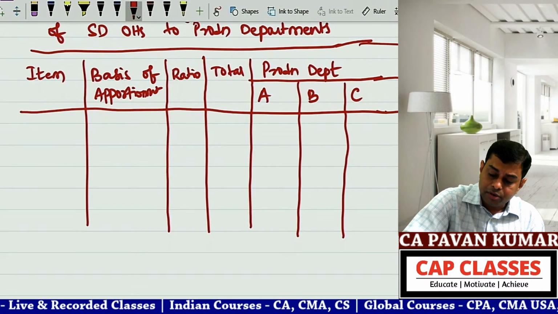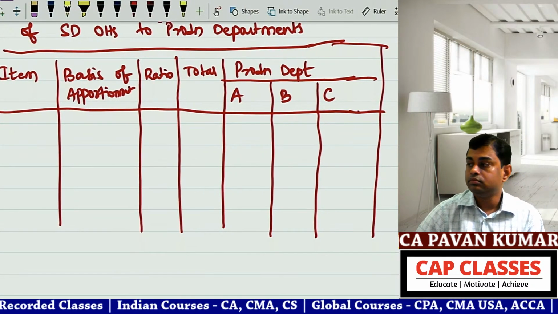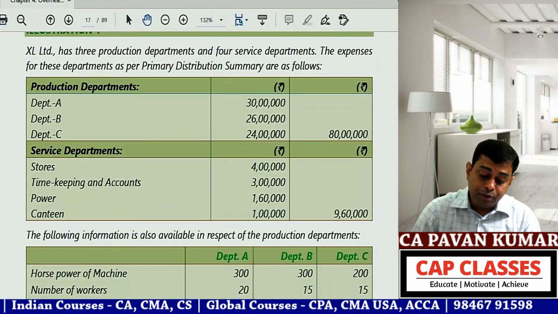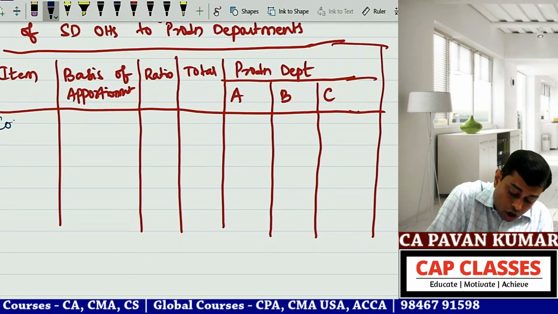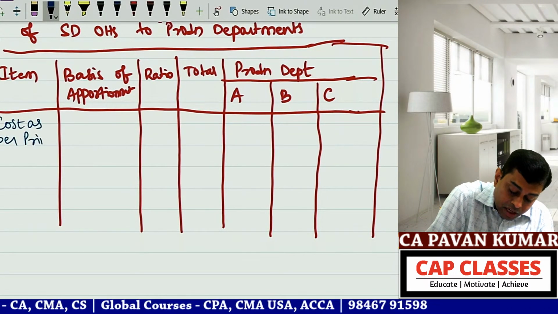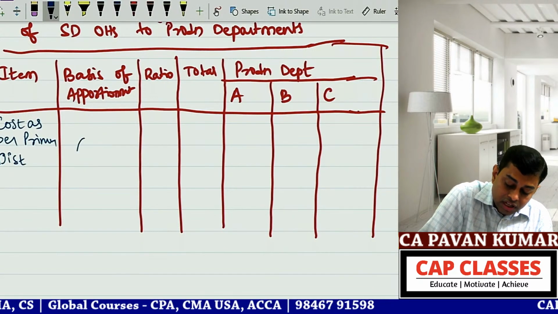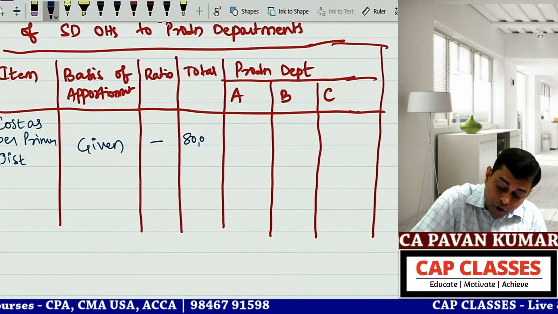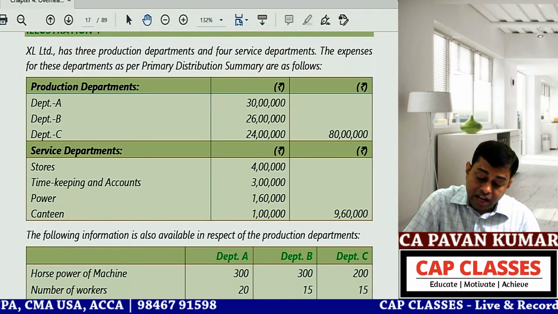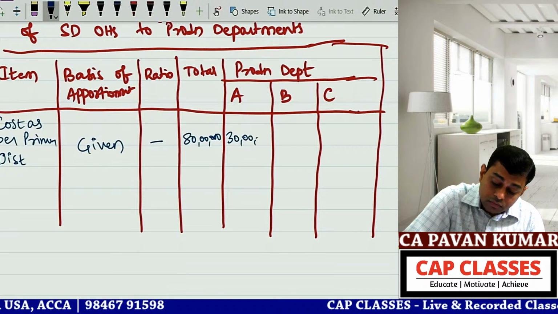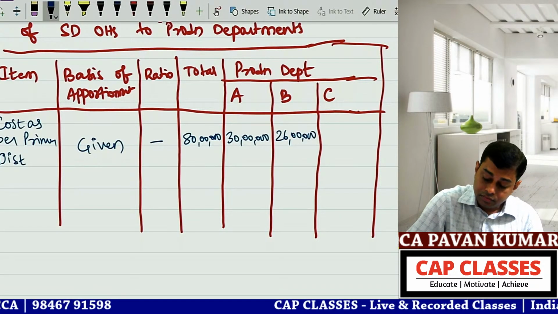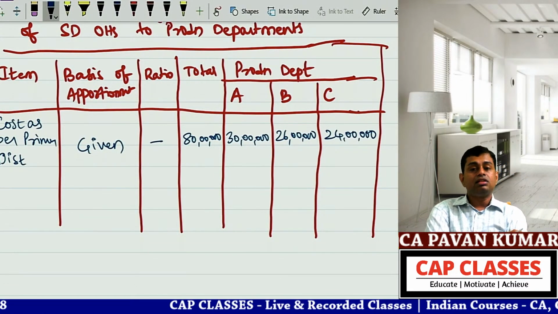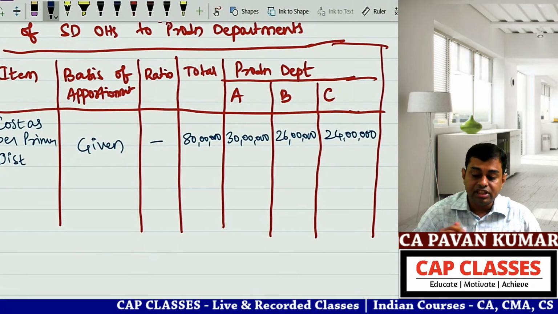Simple question. If you understand the concept, pretty simple question. So what is the first item? Cost as per primary distribution. Given. So what is total? 80 lakhs for production departments. In that 80 lakhs, what about A? 30 lakhs, 26 lakhs, 24 lakhs. Total is 80 lakhs. Department A is 30 lakhs, department B is 26 lakhs, department C is 24 lakhs.